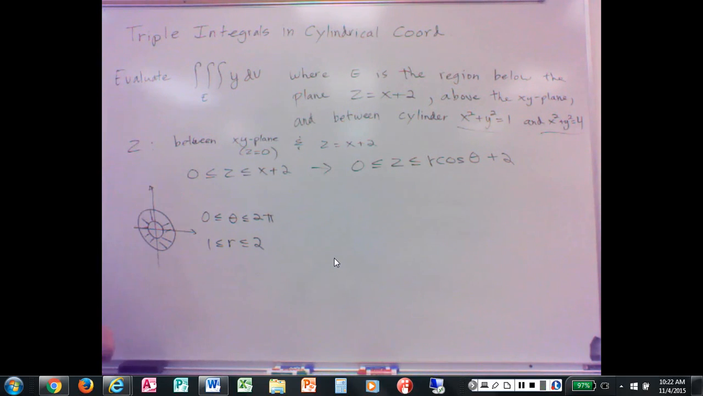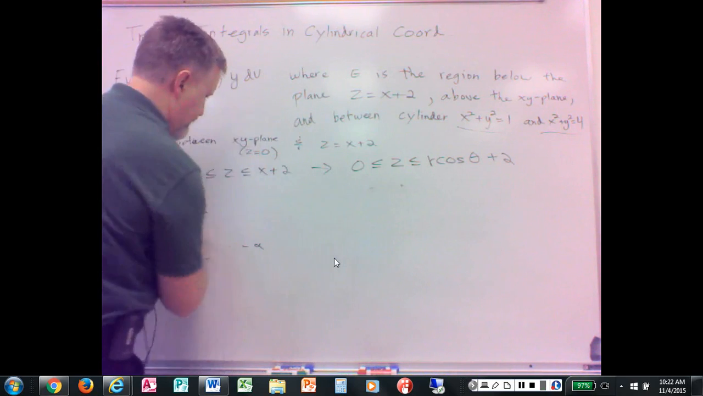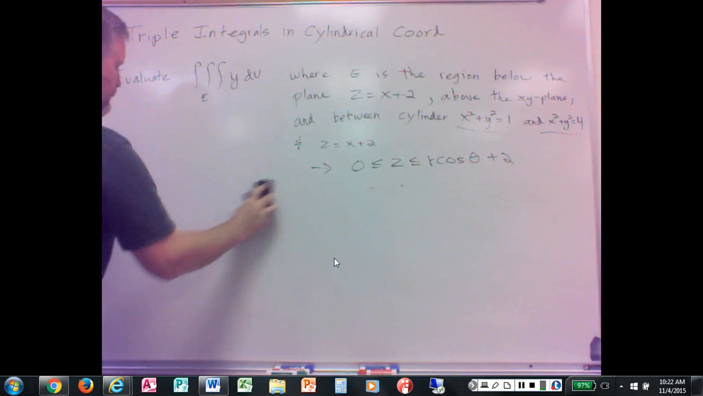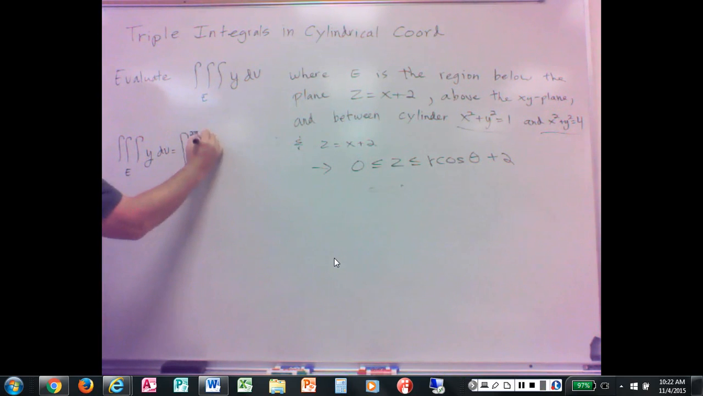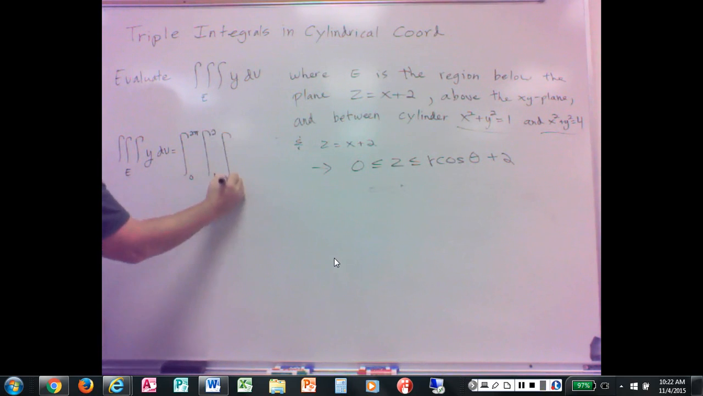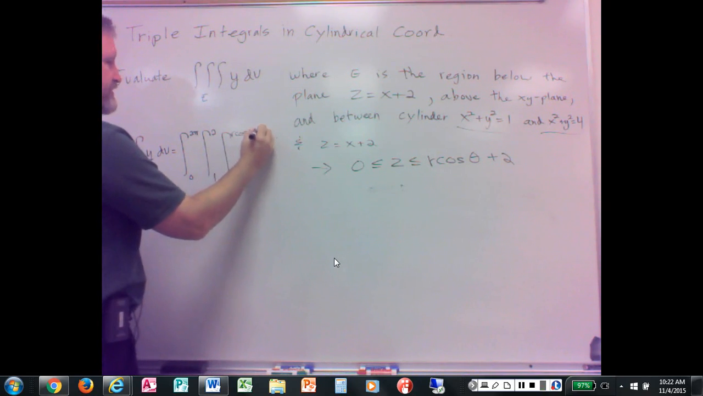I didn't really set this up right to show you, but I think we can handle that. So the triple integral over region E here would be, well, we know thetas are going to go from 0 to 2 pi, the r's from 1 to 2, and then the z's are from 0 to r cosine theta plus 2.